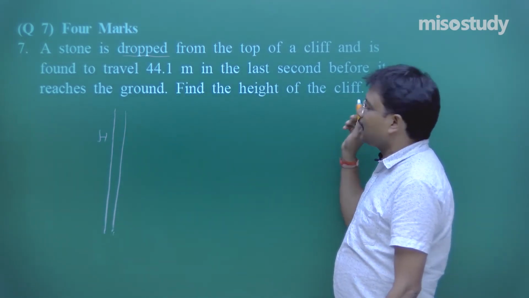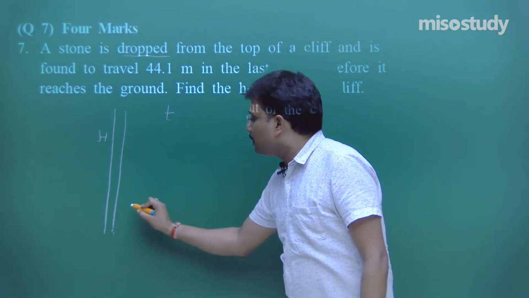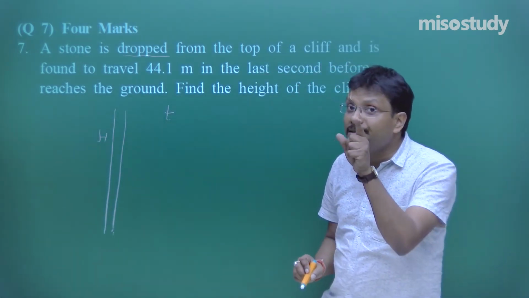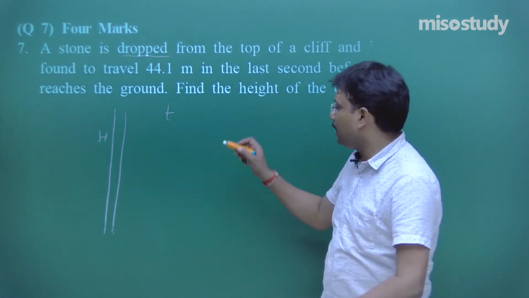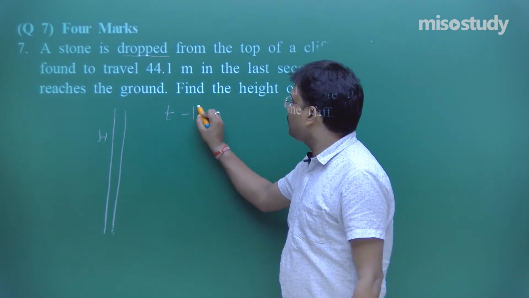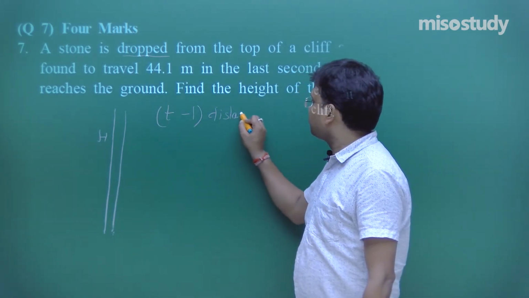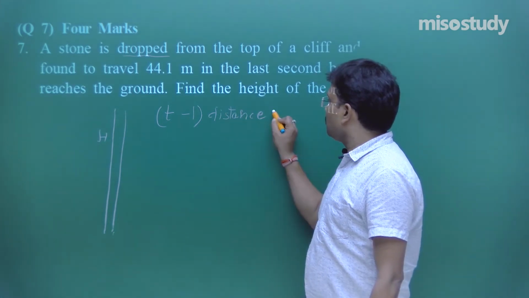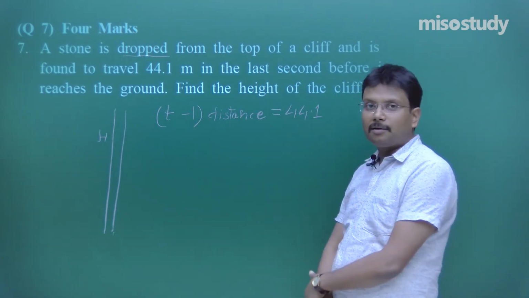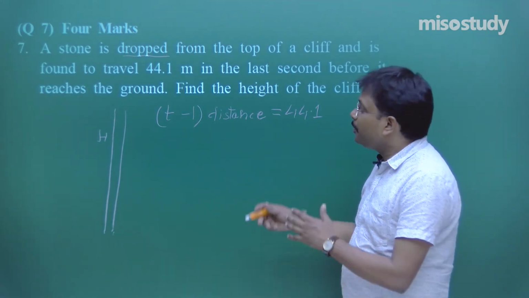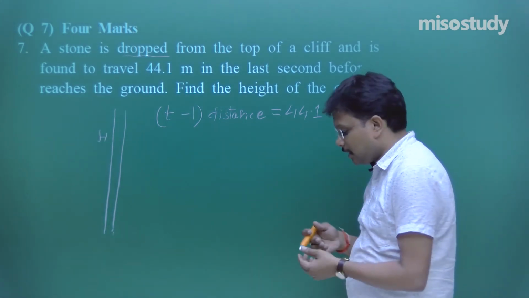44.1 meter in the last second. Last second means if the total time is t, then the (t minus 1)th second distance is 44.1 meter. That is, the (t minus 1)th distance is equal to 44.1 meter. Now because it is free fall, acceleration due to gravity g will definitely come into the picture.